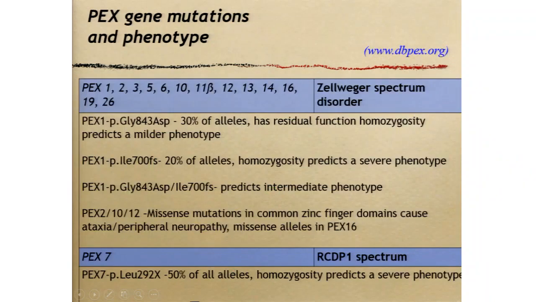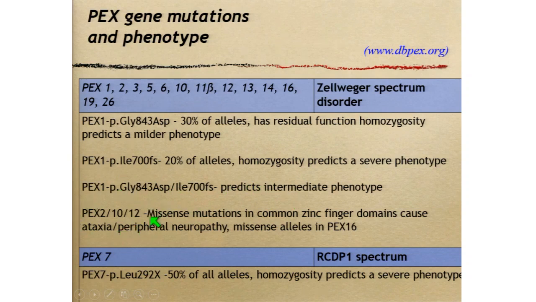So these phenotypes also correlate to some extent with PEX gene mutations. And so, as I mentioned before, the 13 PEX genes that cause Zellweger spectrum disorder and defects in PEX1 cause RCDP spectrum. There are two alleles that are common due to a founder effect in Northern European descent. And one of these is a missense allele that has residual function in homozygosity and predicts a milder phenotype. And then there is a frame shift allele in which homozygosity predicts a severe phenotype. And then the combination actually predicts more of an intermediate phenotype.